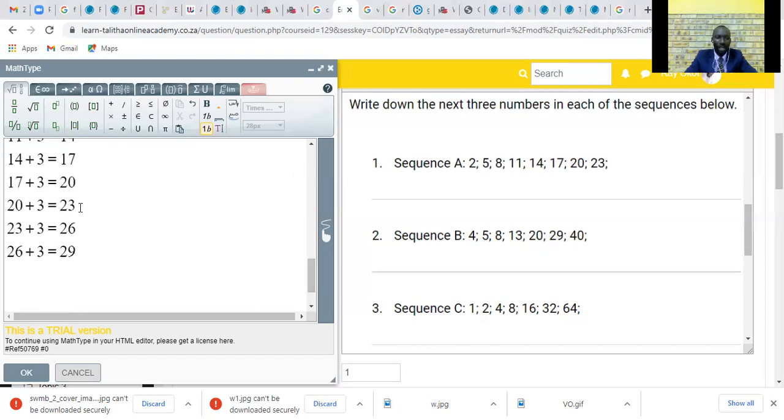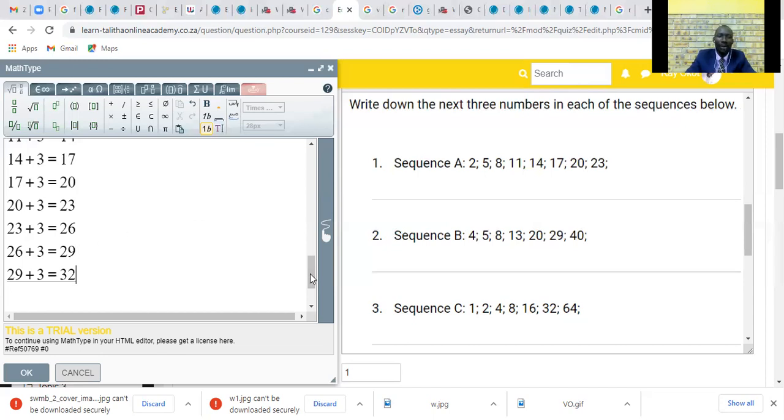Well, the next 3 numbers are supposed to come after 23. So after 23, this would be the first number, 26. The second number would be 29, and the other number would be the number we get after adding a 3 onto what? Onto a 29. That would be what? A 32.